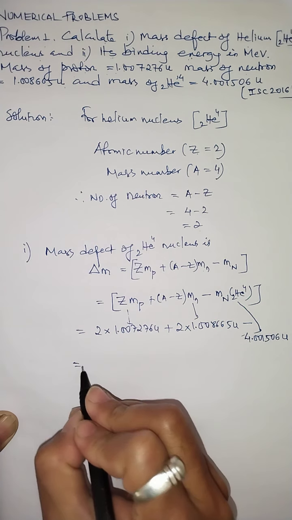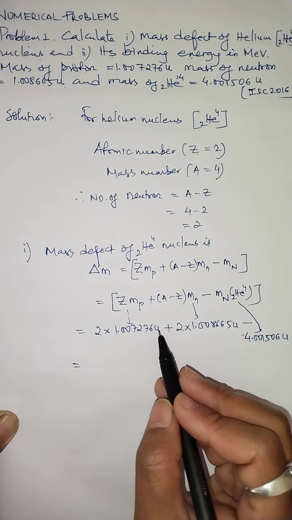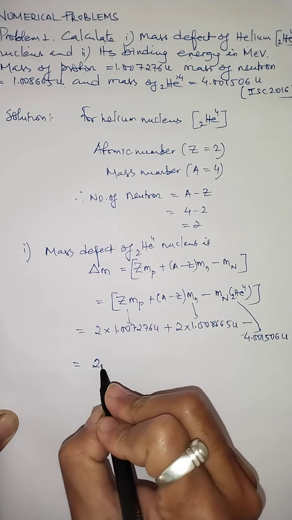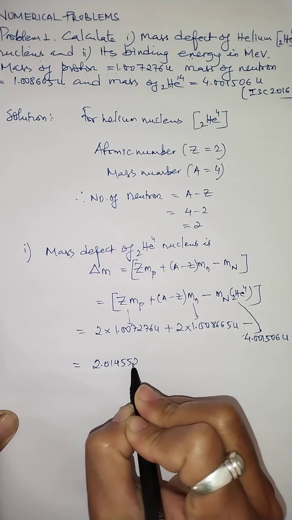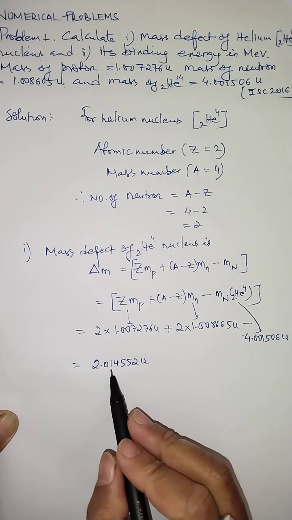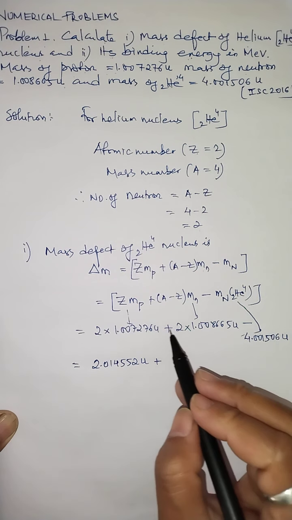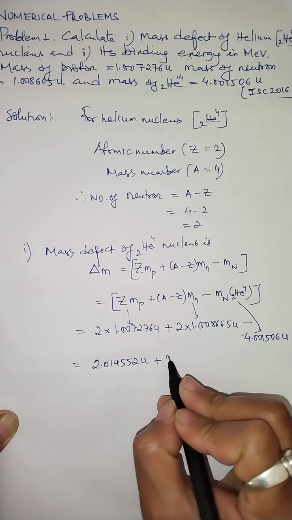Now we can simply multiply these values. 2 into 1.007276 U, if you calculate with the help of a calculator, you get 2.014552 U. So this is the multiplication of these two quantities. Plus, now if you multiply this 2 into the mass of neutron, it will be how much?